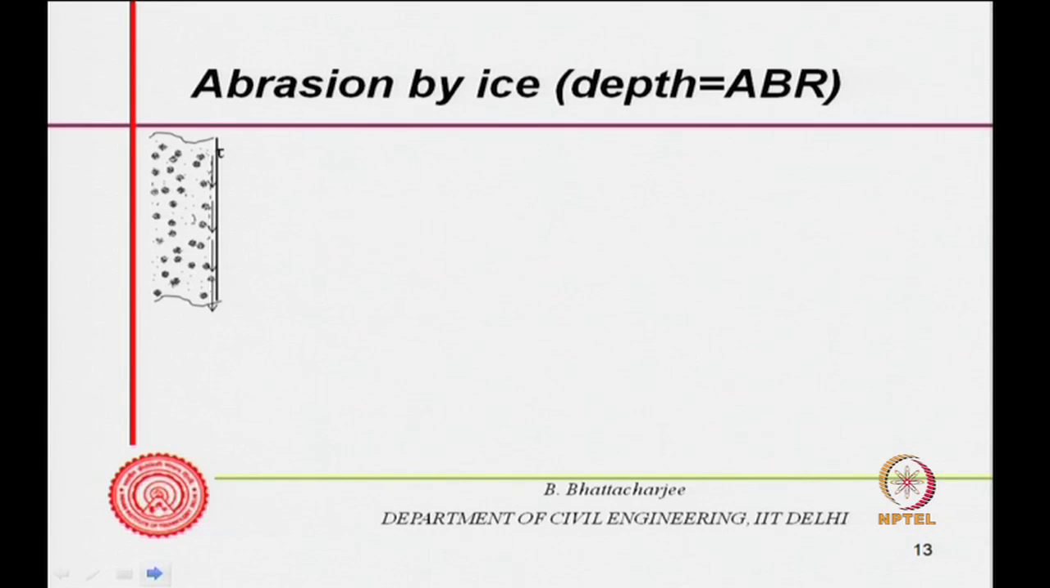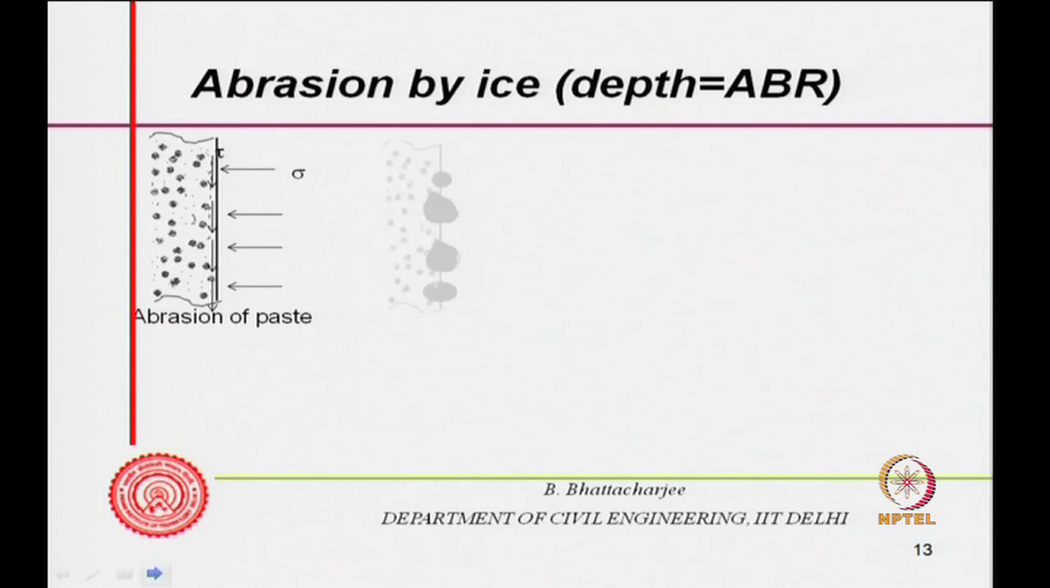Now, the phenomenon is like this: ice comes and hits a concrete section, and there is a tau acting there, tau shear stress, and also a sigma normal stress. Because the ice will hit at an angle, you will have both shear stress and sigma, the normal stress, acting onto it, and this causes abrasion of the paste.